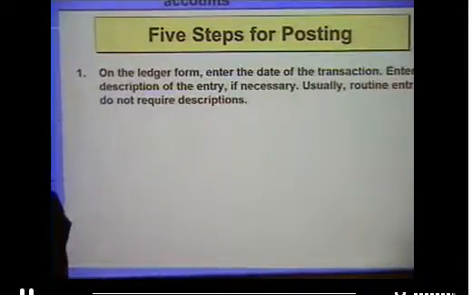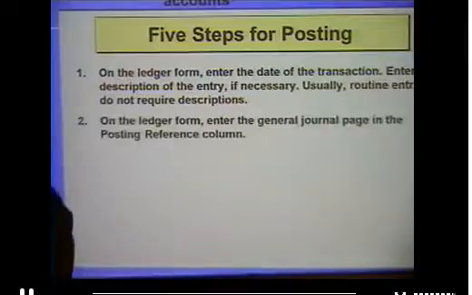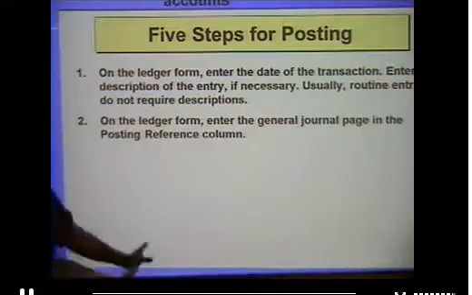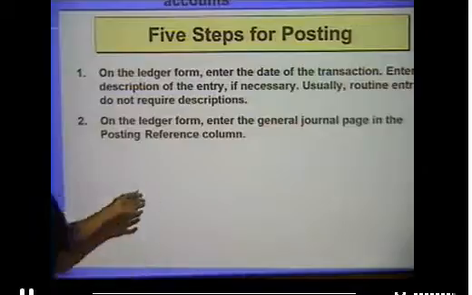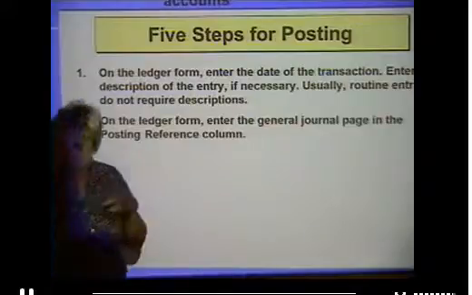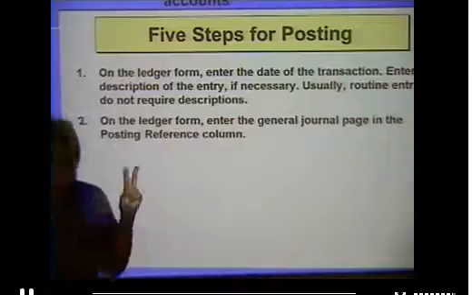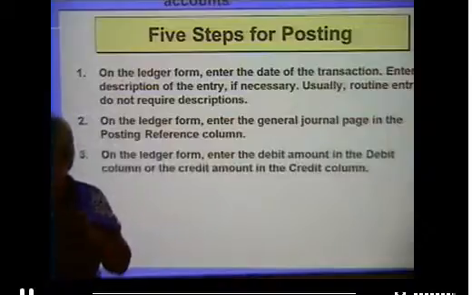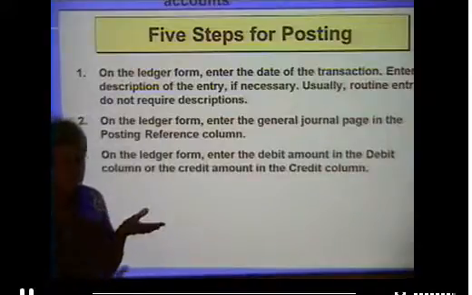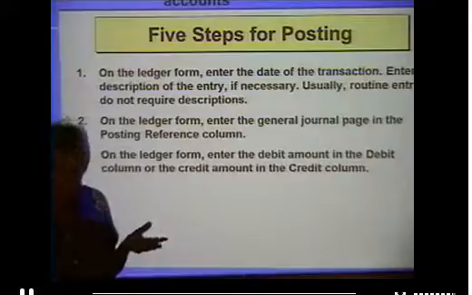Step 2. Then on your ledger form, you put what page you got that from. So what was the page of the journal? You're going to enter that in your posting reference. A J for the journal and then the page number for the general journal. Okay, that's step 2. Step 3. You enter whatever this entry is. If it was a debit, you put it in the debit column. If it was a credit, then you put it in the credit column.